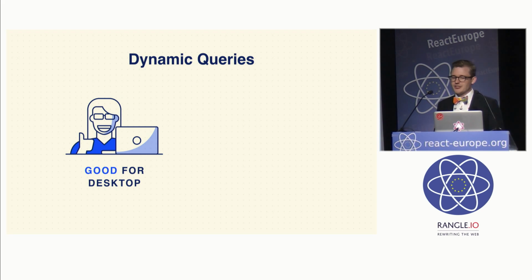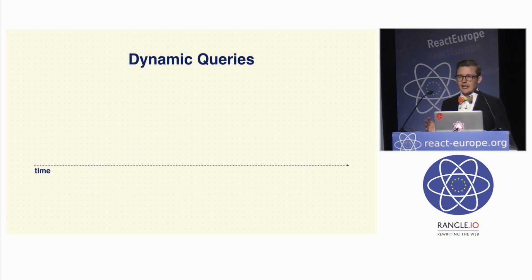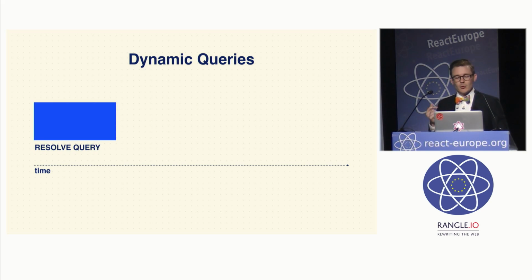But all this dynamism came at a cost. We had to do runtime calculations, maybe okay for desktop machines that have plenty of ample CPU and memory, but maybe not the right thing for limited mobile devices. So let's take a look at a rough breakdown of where we spend time when we're doing dynamic queries. First, we spend a lot of time figuring out what data is actually needed.